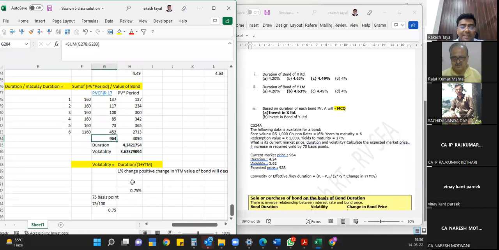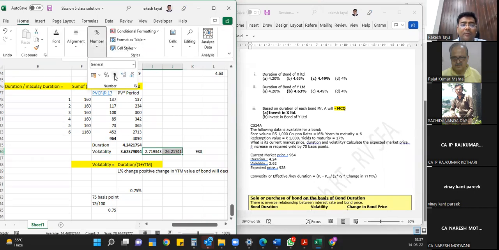So अगर 1% increase होता है तो 3.62 will be reduced. अगर 0.75 increase होगा तो कितना प्राइस डिक्रीज होगा? 2.71%. So we will reduce the price by 2.71%. We will reduce the price by 26 rupees. Answer will be 938. Is this clear?